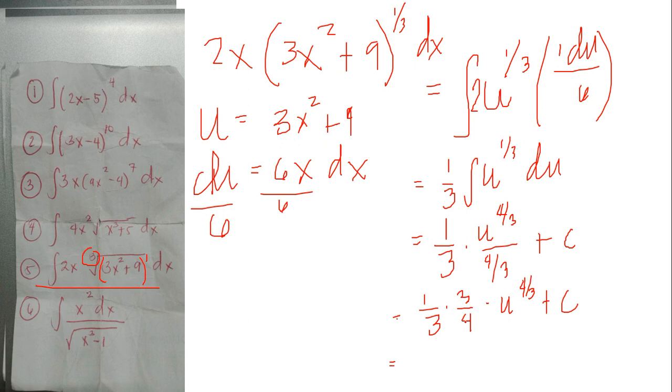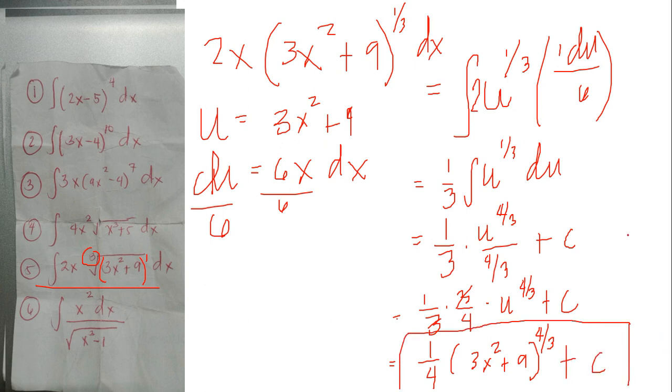So next, we have 3 all over 12. Cancel, cancel. This is 1/4. Yung u natin dito is 3x squared plus 9, raised to 4/3 plus c. Okay na po? Hello? Yes, sir.